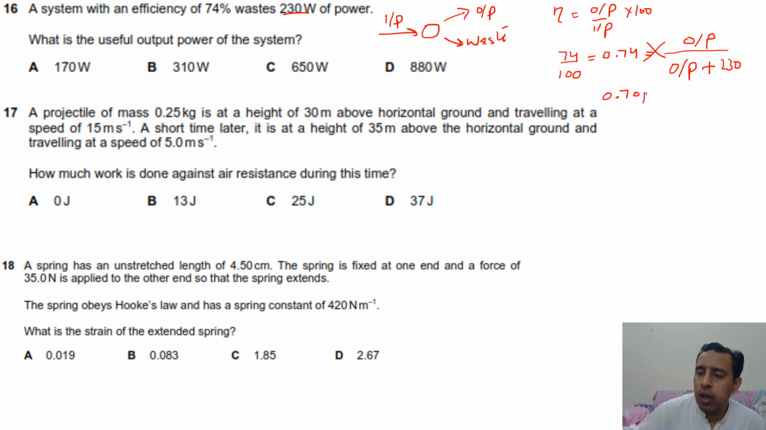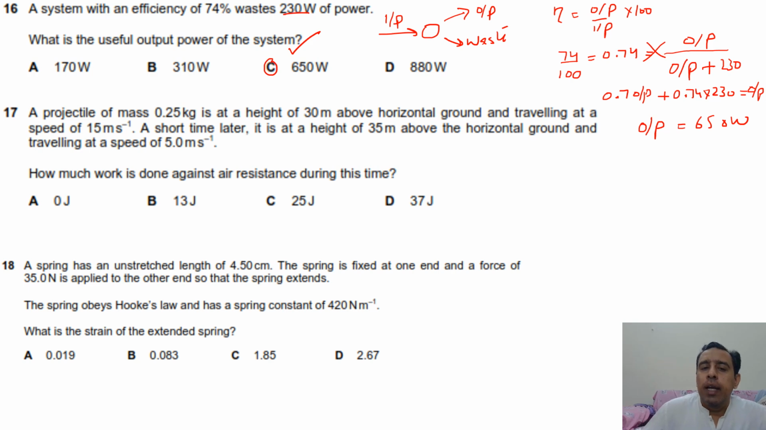0.74 into output plus 0.74 into 230 is equal to output. So by solving this relation, you come to know that the output is 650 here. So option C is correct.